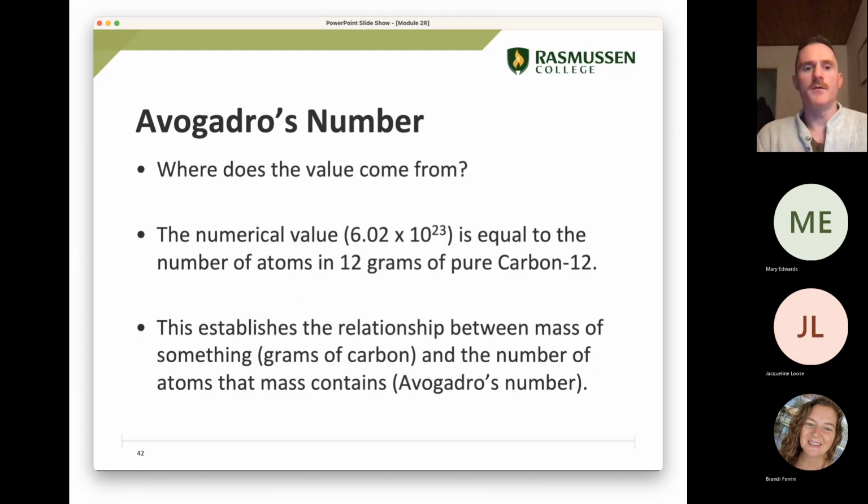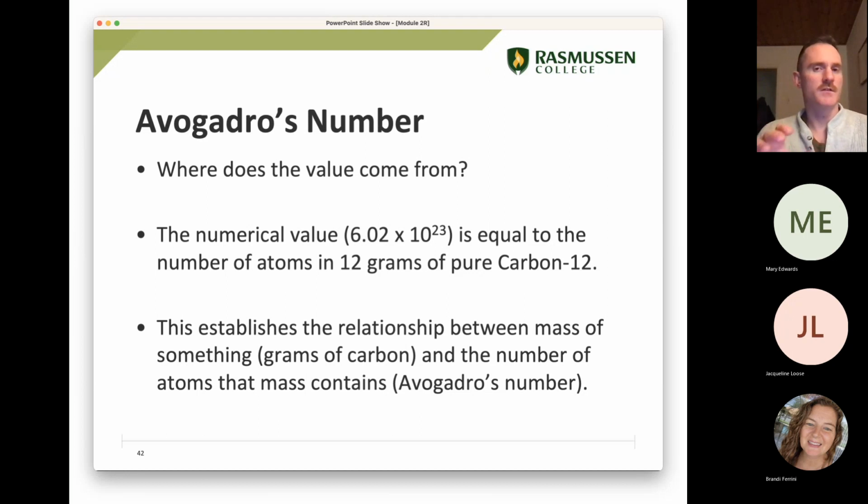So where does it come from? The numerical value is equal to the number of atoms in 12 grams of pure carbon-12. Why pure carbon-12? Because it was something easy to measure back in the day when we were establishing all this stuff. So it establishes a relationship between the mass of something, grams, and the number of atoms of that thing, the mole. That's incredibly important.